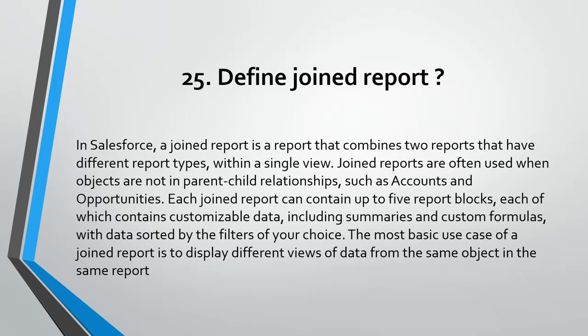Define joint reports. In Salesforce, a joint report is a report that combines two reports that have different report types with a single view. Joint reports are often used when objects are not in parent-child relationship, such as accounts and opportunities. Each joint report can contain up to 5 report blocks, each of which contains customizable data, including summaries, custom formulas, with data sorted by filters of your choice. The most basic use case of joint report is to display different views of data from the same object in the same report.